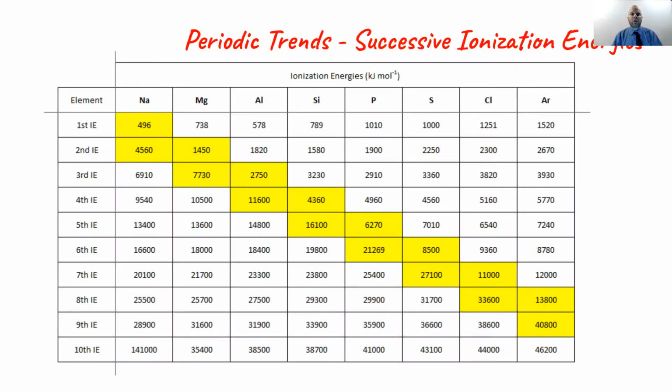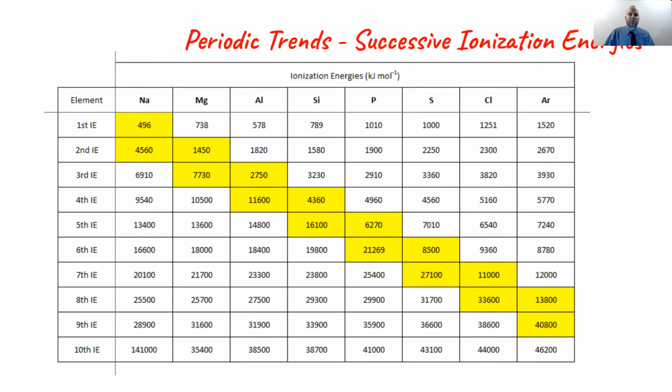The table you see now shows successive ionization energies for elements in the third period of the periodic table. What you'll notice is a yellow kind of staircase going across the table. The staircase shows where the electrons are emptying out of the valence shell. Let's look at a single element.